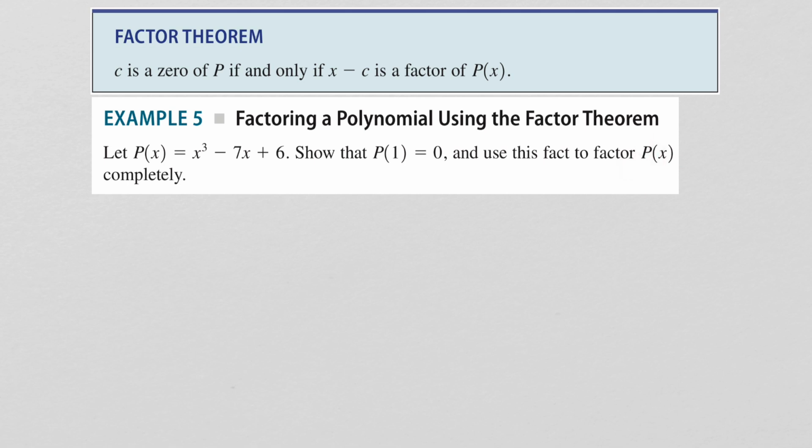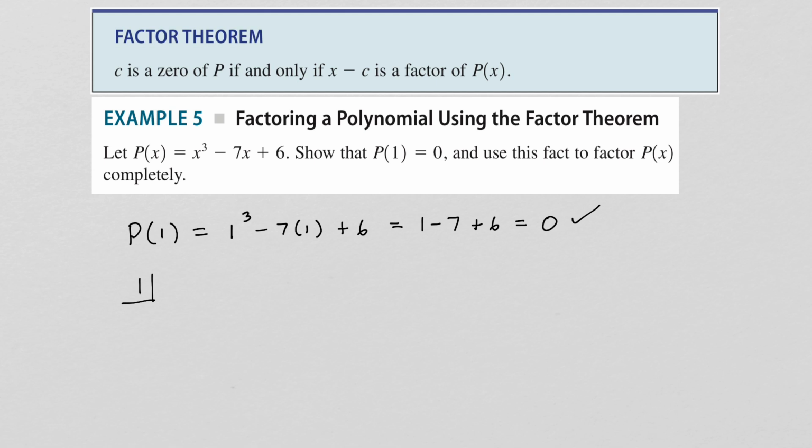All right, so first of all, how do I show that p of 1 is equal to 0? Well, one way to show it is just to plug in the number 1. So that would be 1 cubed minus 7 times 1 plus 6. This is 1 minus 7 plus 6, and this indeed is 0. But I could have also shown that p of 1 equals 0 by using synthetic division.